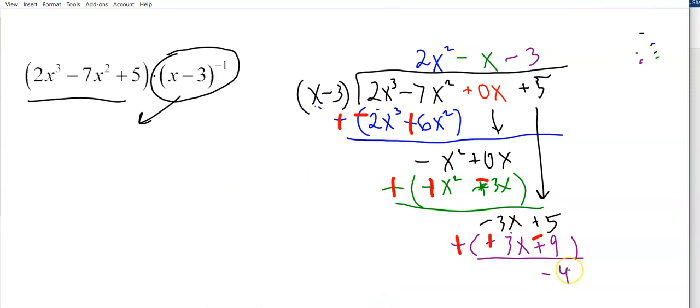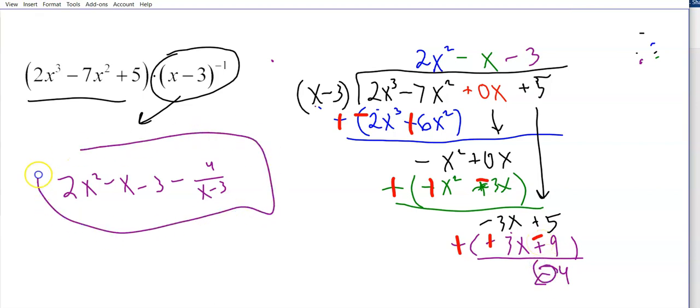So that's our remainder. So my answer is 2x squared minus x minus 3 plus a remainder of negative 4 divided by a divisor of x minus 3. You could either say that as plus negative there, or if you'd rather just say this as subtract that fraction, that would be okay as well, since it's definitely a negative 4 there.